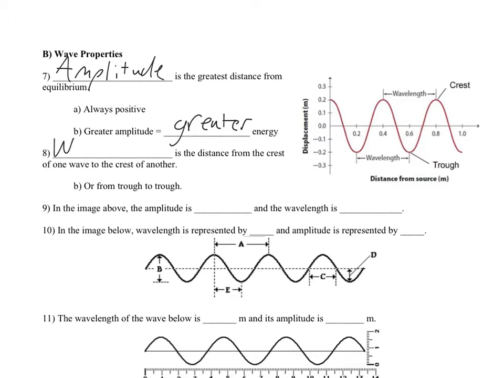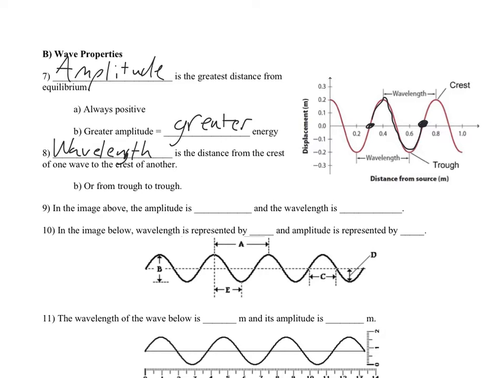Now a wavelength is the distance from the crest of one wave to the crest of another, or the trough of one wave to the trough of another. Another way, the way I count waves, is I count from where one wave starts right here to where the wave ends right here. Okay, like one sinusoidal wave, one sine wave.